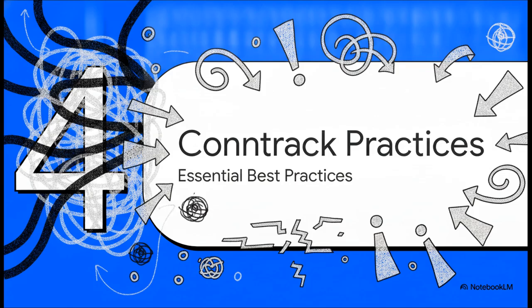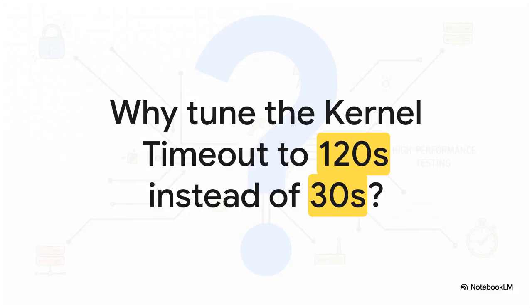Which brings us nicely to Section 4, Essential Contract Best Practices. Okay, here is a massive hidden roadblock that trips up so many people. Why on earth would you tune your host's kernel timeout to 120 seconds instead of just matching the 30-second OVS data path? I mean, it seems perfectly logical to match them, right?